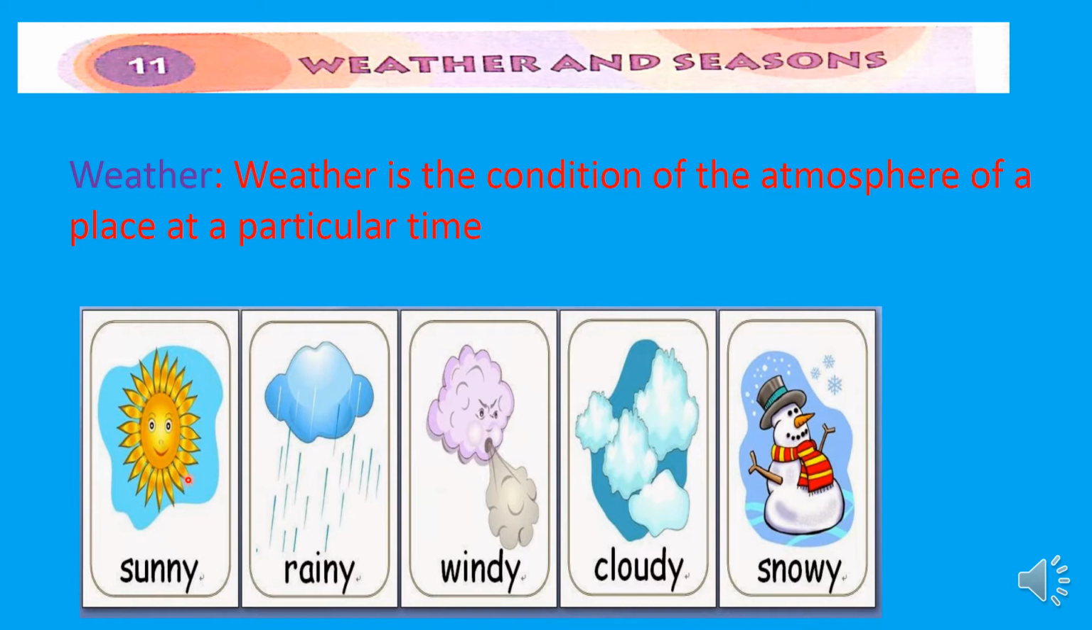The weather of a place can change rapidly. The weather changes nearly every day, children. Weather changes from day to day also. Try to understand. Weather means the condition of the atmosphere of a place, in that part and in that place. What is the weather at a particular time? So that is called weather. Weather is the condition of the atmosphere of a place at a particular time.